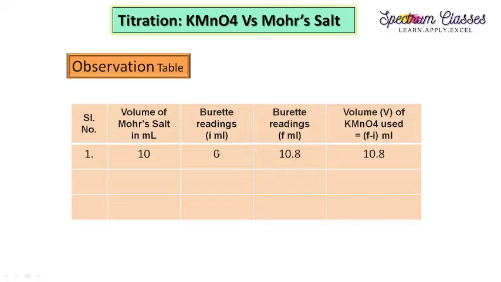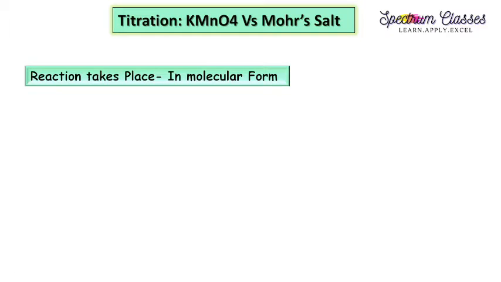Now the initial reading of the burette was 0, as I showed you in my lab activity, and the final burette reading is 10.8 ml. Now the volume consumed is final minus initial reading. So 10.8 minus 0 gives you 10.8 ml. So the volume consumed of K2Cr2O7 is 10.8 ml. I'll just show you here the reactions which are taking place.